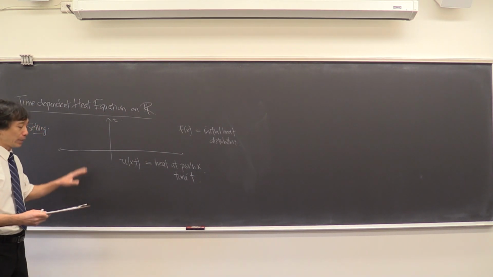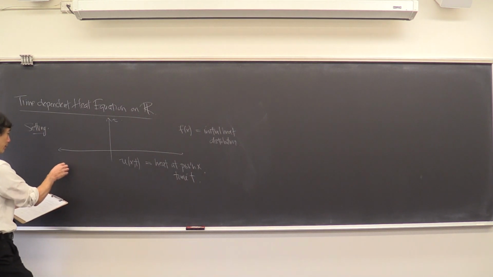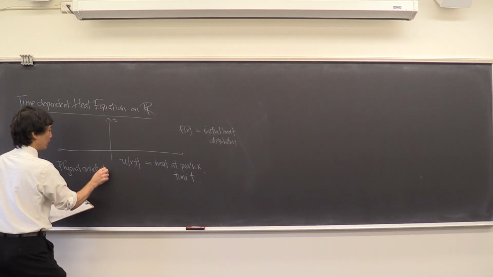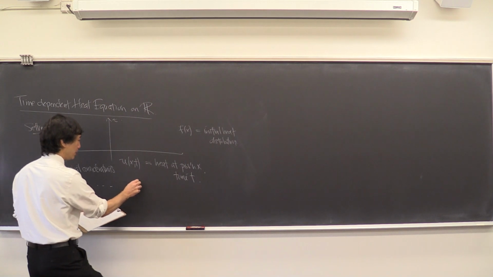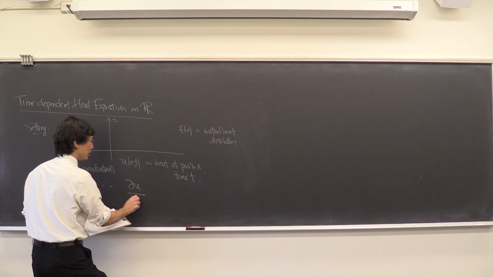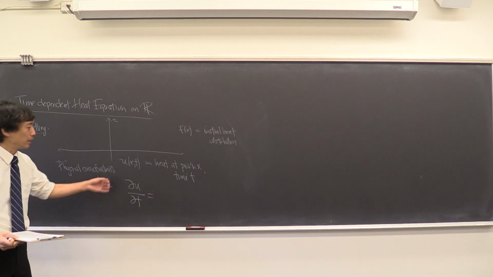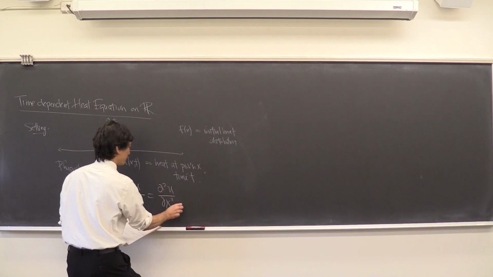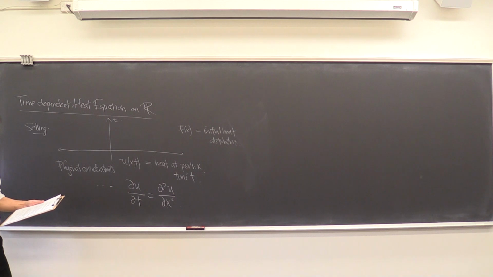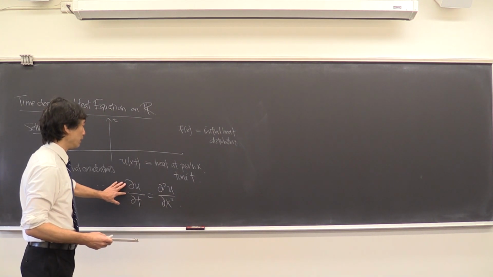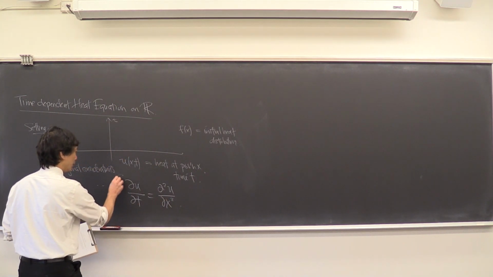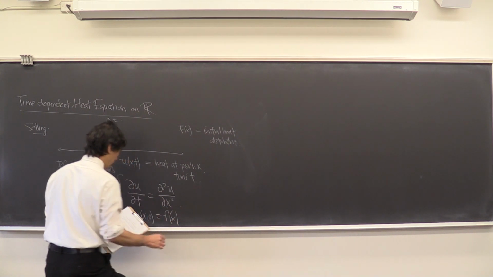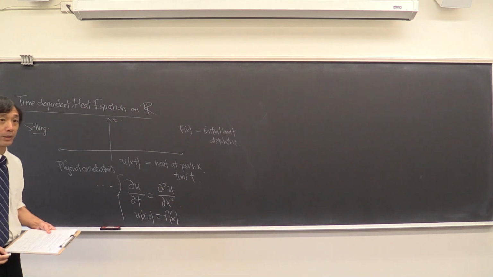And it turns out that physical considerations imply that this must satisfy this sort of partial differential equation: the partial of u with respect to t is the same thing as the second partial with respect to x. So this is the differential equation, and then our initial condition is that u of x, 0 is going to be this function f of x, which we'll choose to be a Schwartz-class function.